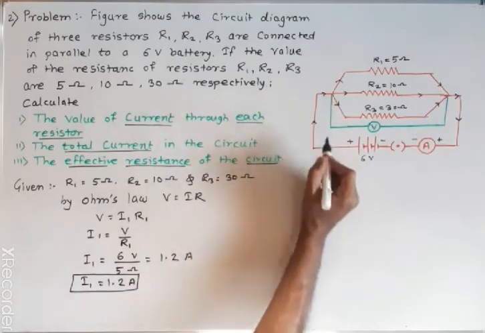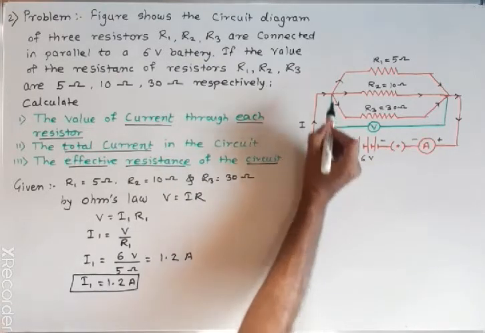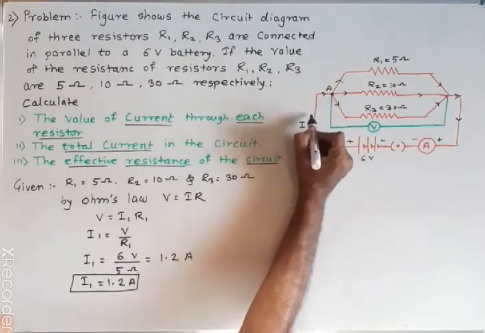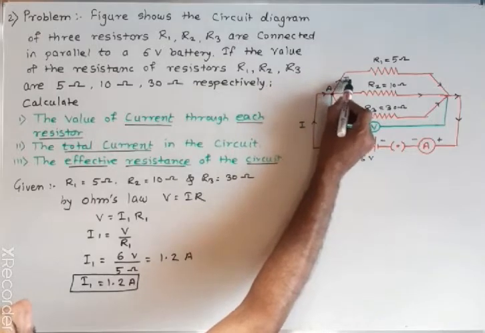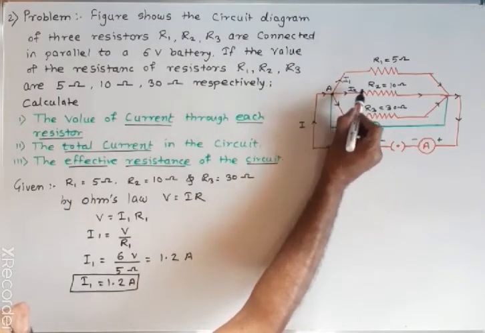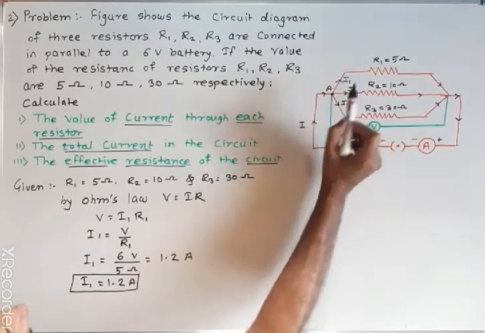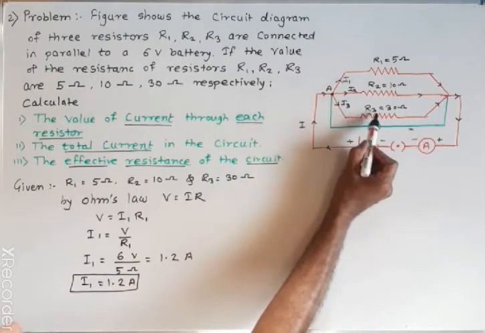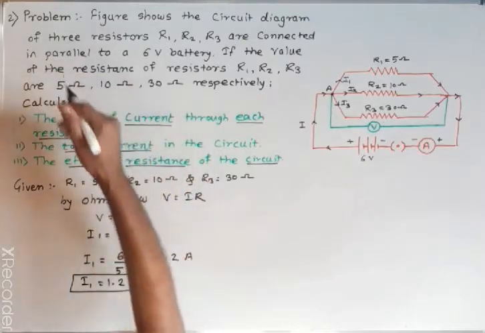Now, if the total current I is flowing through the network, then at this junction, suppose at this point A, this current I is divided into three parts, that is I1, I2 and I3. That means I1 is the current flowing through R1, I2 is the current flowing through R2, and I3 is the current flowing through R3. I have calculated I1 is equal to 1.2 ampere.